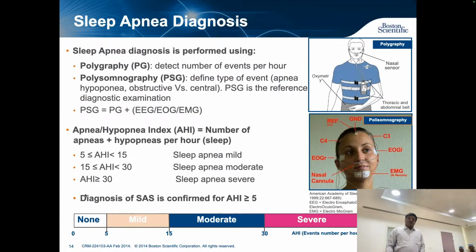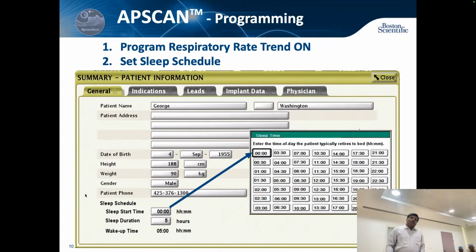When it comes to Boston Scientific, the programming part is here. If you go to the patient information in the programmer, there is one option, which is the sleep schedule. You can start the sleep schedule. Whatever time the patient is going to sleep, accordingly you can set these timers. The timing can be as per the geographical location, as per the patient need. Sometimes if the patient has night duty work, you can switch this back to daytime, where the patient sleeps in the daytime.